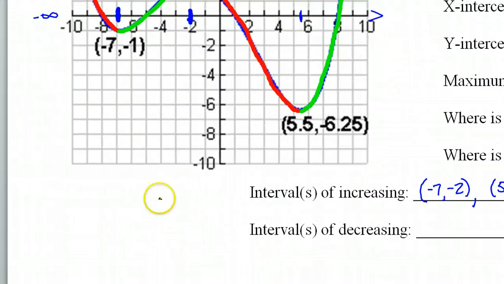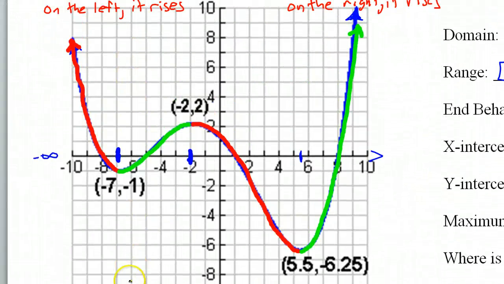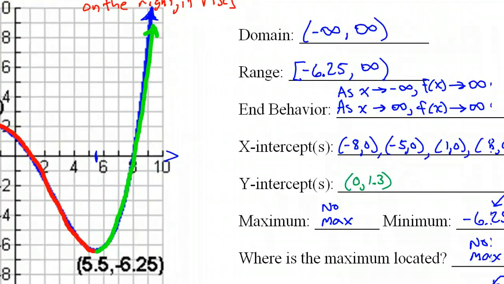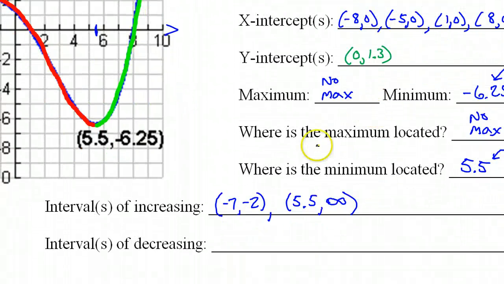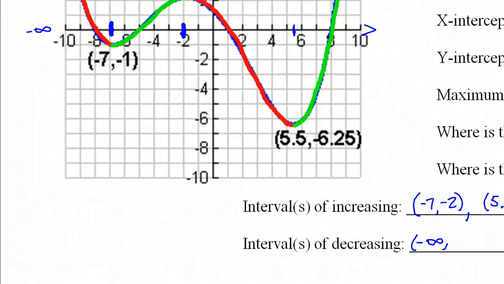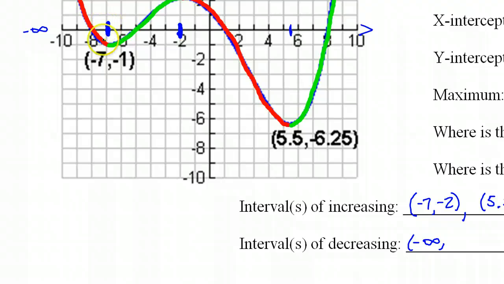Now the decreasing intervals are the red ones. Now this goes forever to the left, this red guy. So it starts off at -infinity. A decreasing interval. So this first one begins at -infinity, and it ends right here at an x value of -7. So it goes from -infinity to -7.